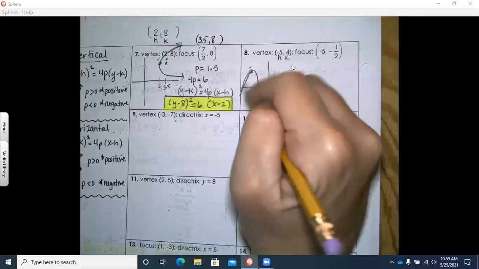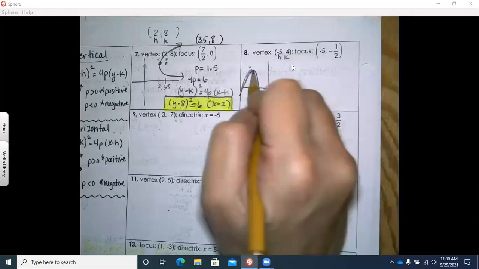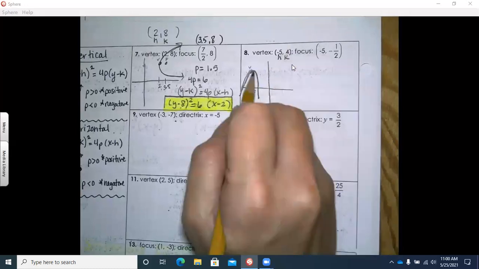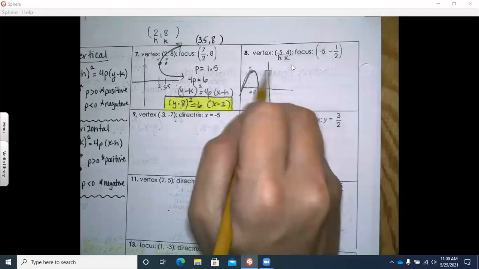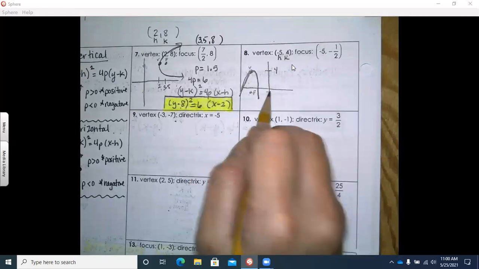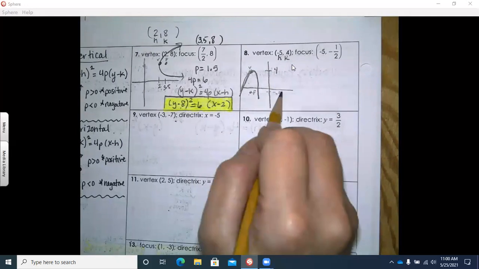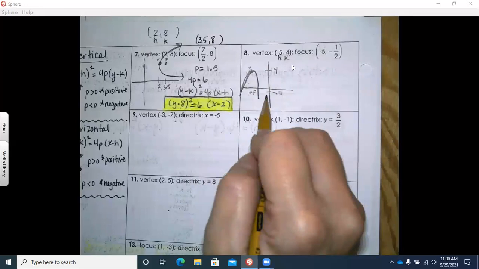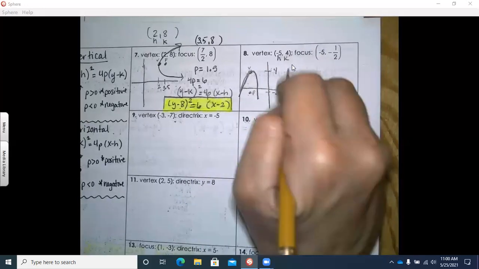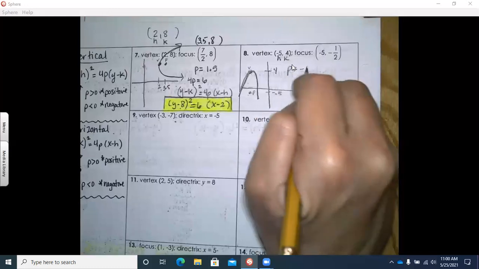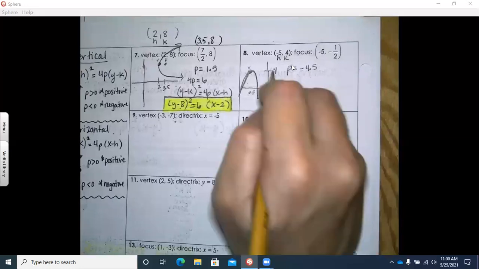So to find p, we need to find the distance between the focus and the vertex. So the vertex has a y value of 4. The focus has a y value of -0.5. So what's the distance from 4 to 0 and then 0 to -0.5? What would the distance be? 4.5. And because it opens down, is it going to be positive or negative? Negative. So p is -4.5. Because you got 4 here and then another half is 4.5.